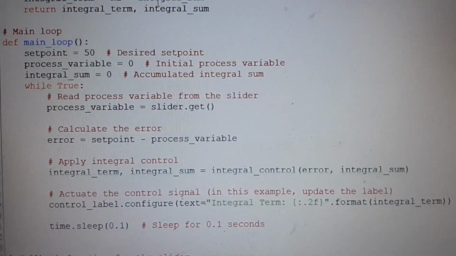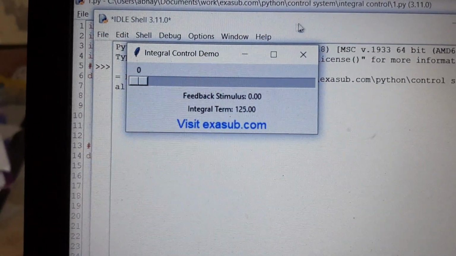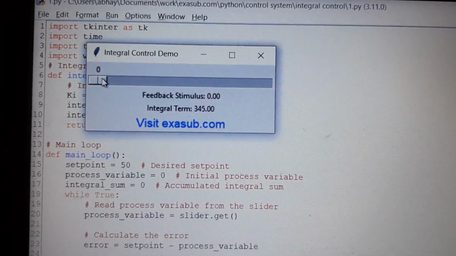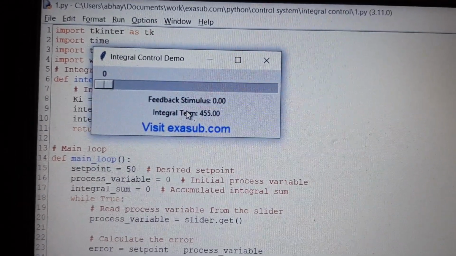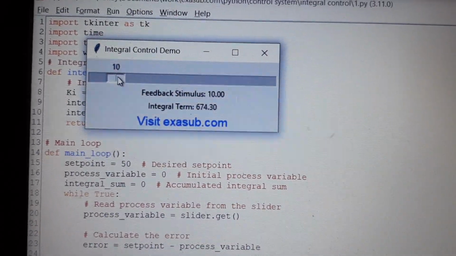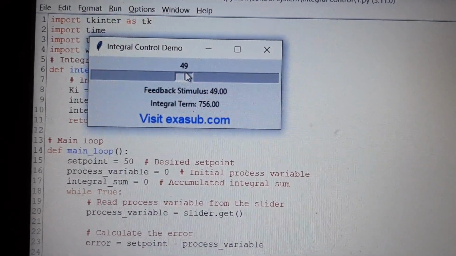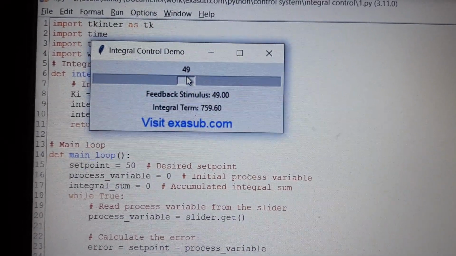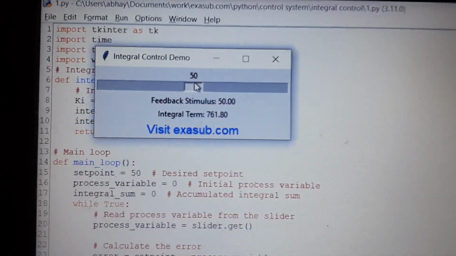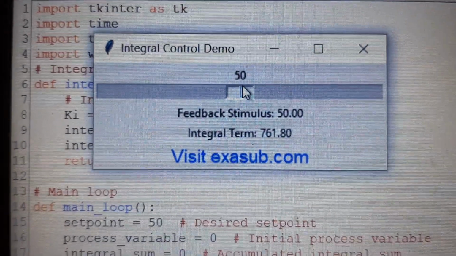So let's run it. If we run it, we can see that this is at 0 position, and it is generating an error which is incrementing as the time is passing on. And if I adjust this towards the 50 set point, the error becomes less, and at 50 the error is 0, so the integral term does not increase.